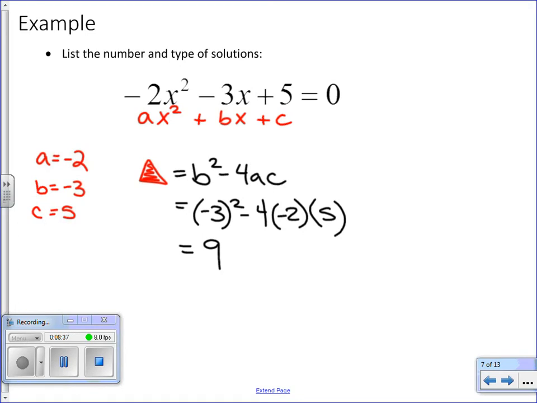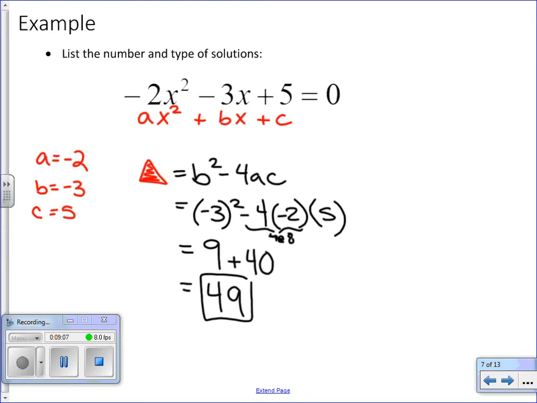For the next piece, I always consider this to be a -4 if I'm doing this in my head. So I say -4 times -2 is positive 8, I'm thinking ahead. And then positive 8 times 5 is positive 40. So that will be 9 plus 40, which means my discriminant is 49.